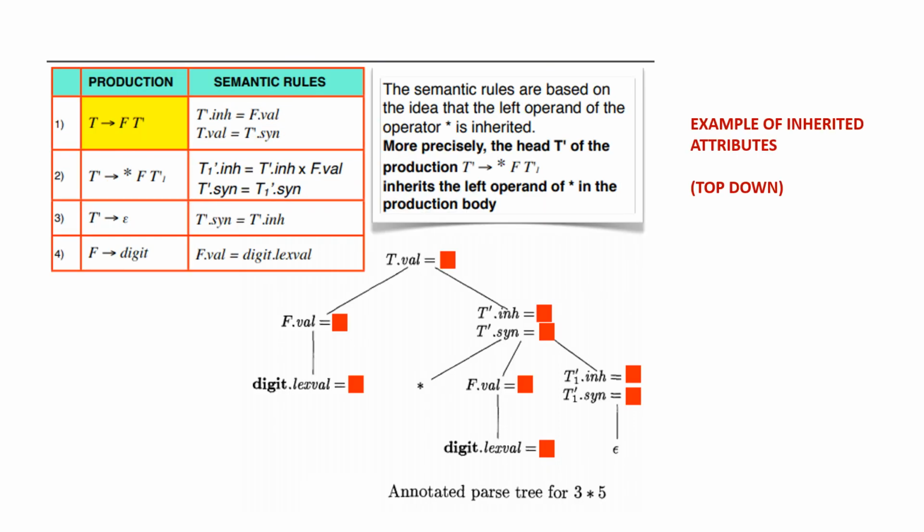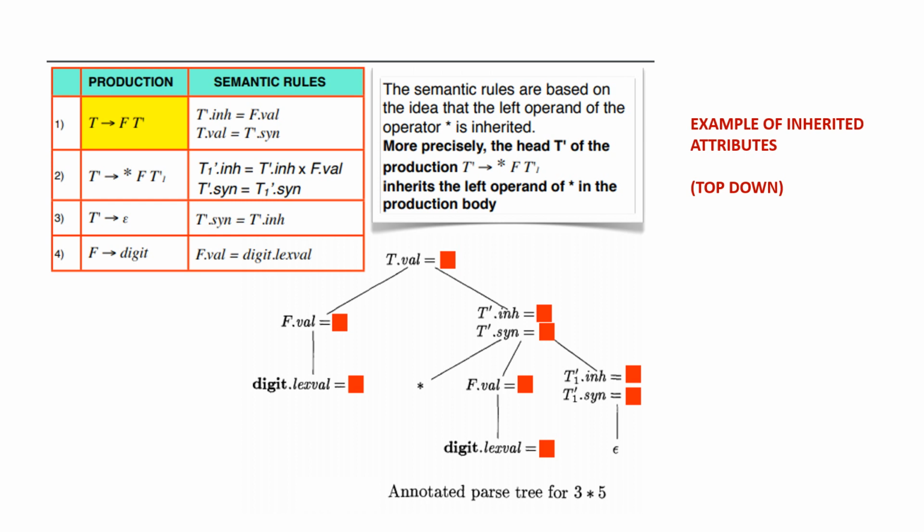Next, this is another example. We'll discuss one more example. This is an example of inherited attributes. What are inherited attributes? An inherited attribute is one where the node takes its value from its parent and from its siblings. We can also say this is a top-down approach.